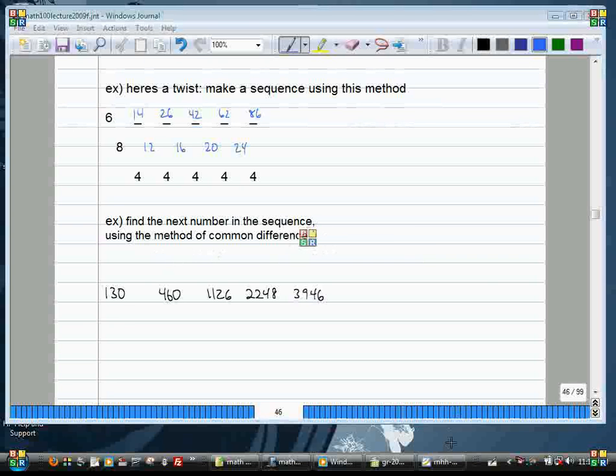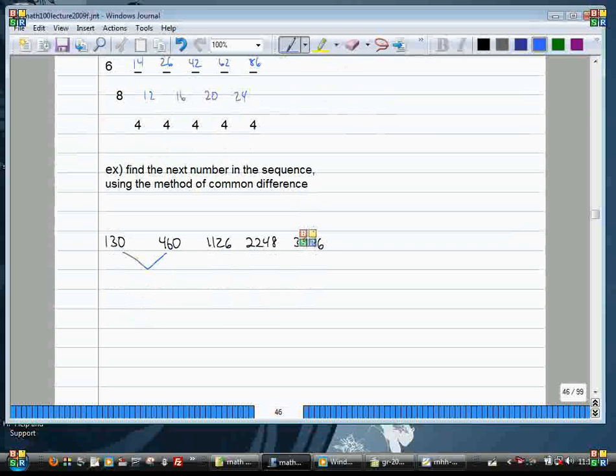Okay, so you had some time to work on this, so now let's talk about it. I'm sure some people have something, some people don't. So, what's the first thing that we do? Yeah, find our differences. Okay. So what is this difference? This is 3/3.